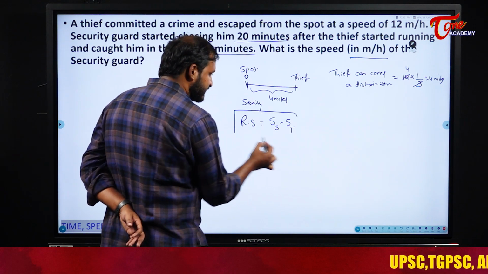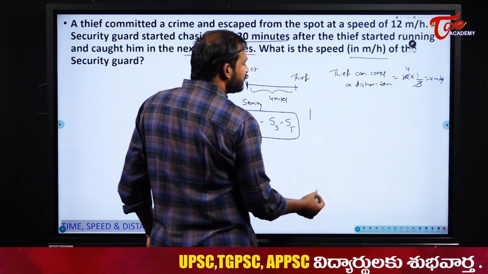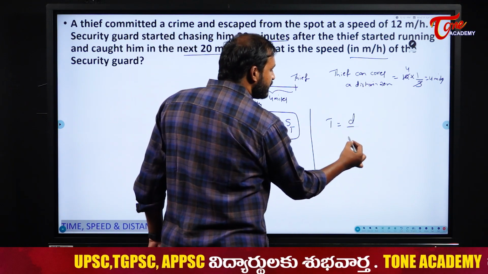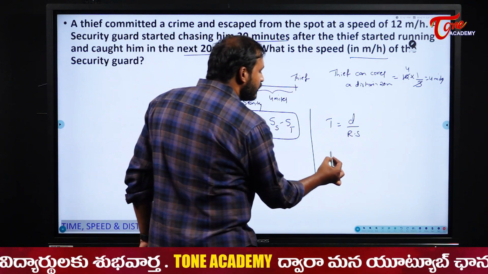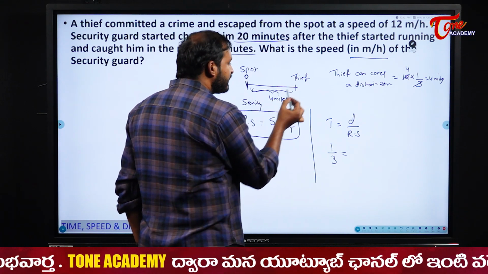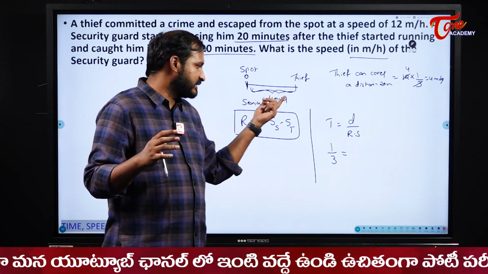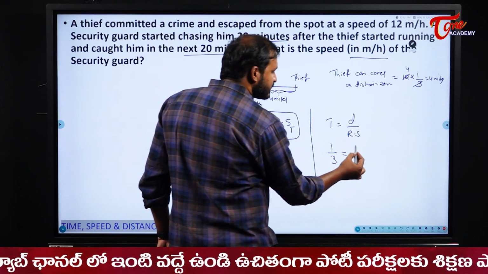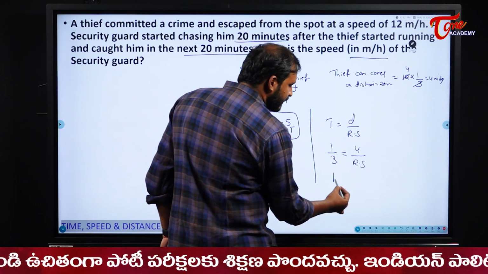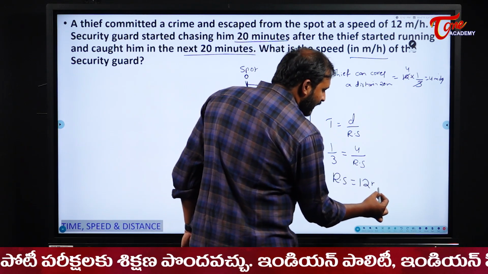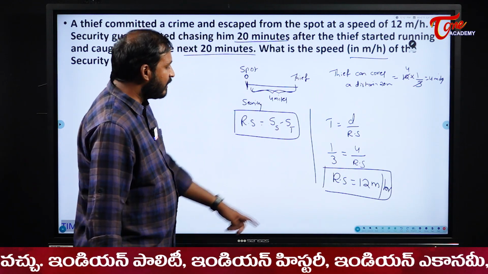For the time being, put that aside. Now he is catching the thief in the next 20 minutes. So what is the formula for time? Distance by relative speed. What is the time here? 20 minutes, that is equal to 1 by 3. And what is the distance between the thief and the security guard now? 4 miles. First we need to find this distance, which is very important. So 4 miles by relative speed. So what happens to my relative speed here? The relative speed here becomes 12 miles per hour. And now we will substitute that here.